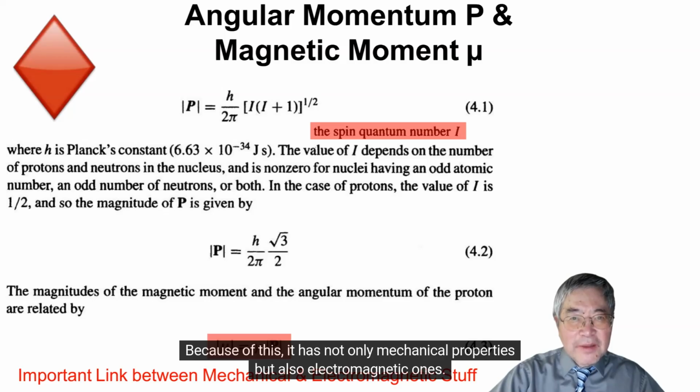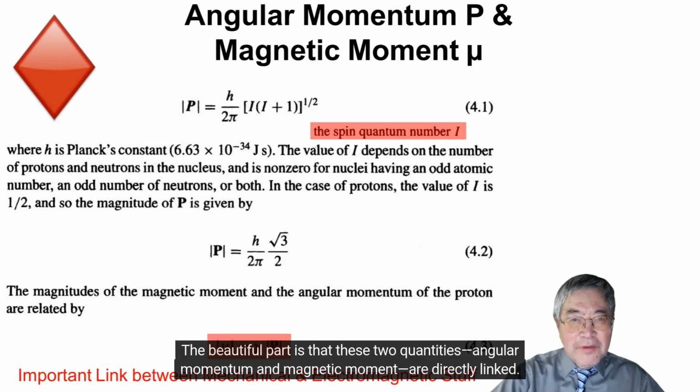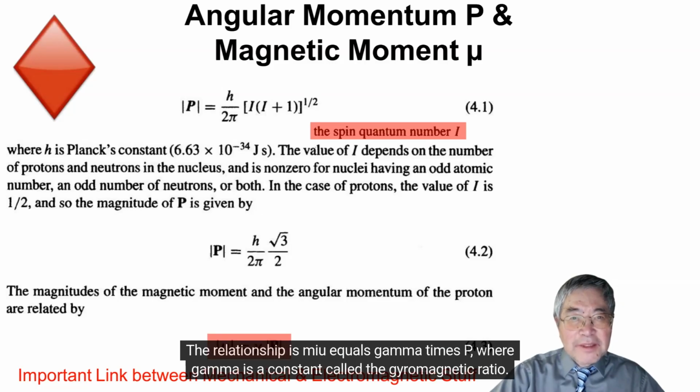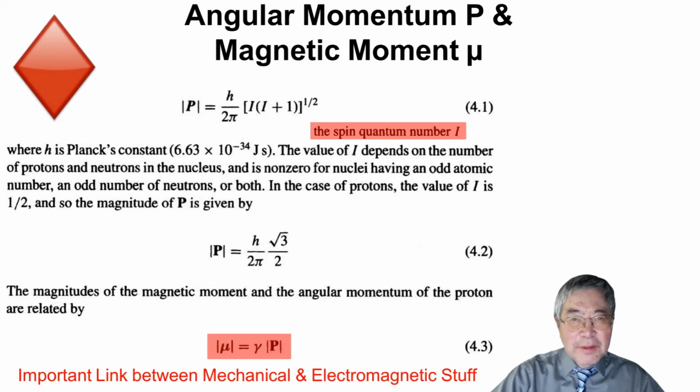Because of this, it has not only mechanical properties but also electromagnetic ones. Its magnetic behavior is summarized by the magnetic moment mu. The beautiful part is that these two quantities, angular momentum and magnetic moment, are directly linked. The relationship is mu equals gamma times p, where gamma is a constant called the gyromagnetic ratio.